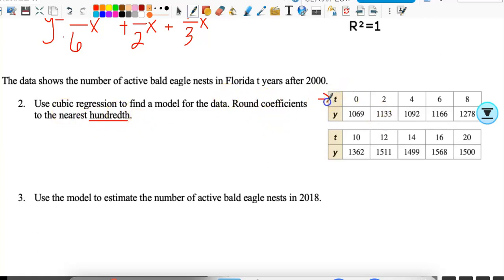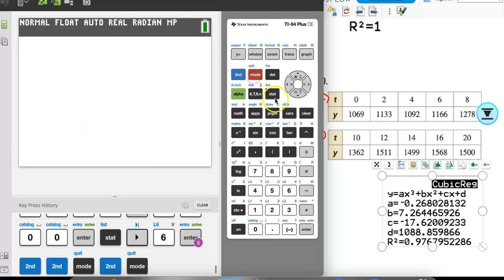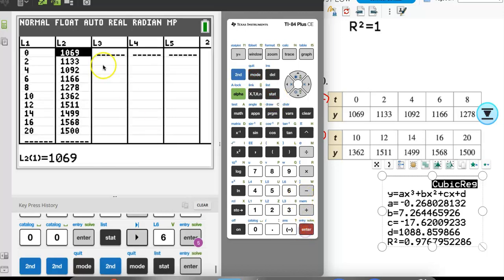So this looks like 2 tables, but it is one table that just ran out of room. So I'm going to type all of my t's into your x values, and then all of your y's into your y values. So let's do that in the calculator. All right, so remember, you are going to press stat, enter, type in all your t's for L1, all your y's for L2. So if you've not done that, press pause so you can get caught up.